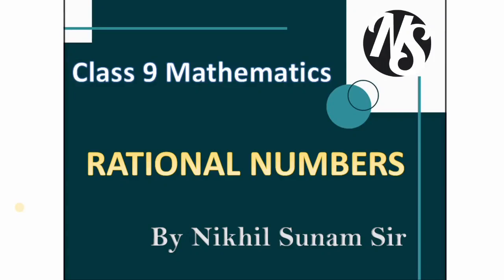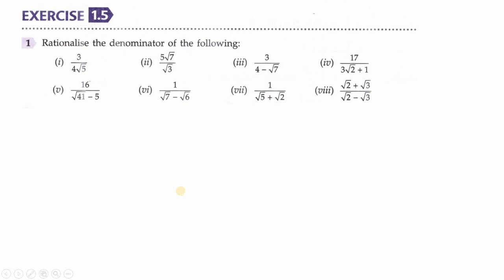Welcome, dear students. Today we are doing one of the very important exercises from the chapter on rational numbers. The exercise is exercise 1.5. So let's begin with the first question. It says, rationalize the denominators of the following. So we will take the first question.